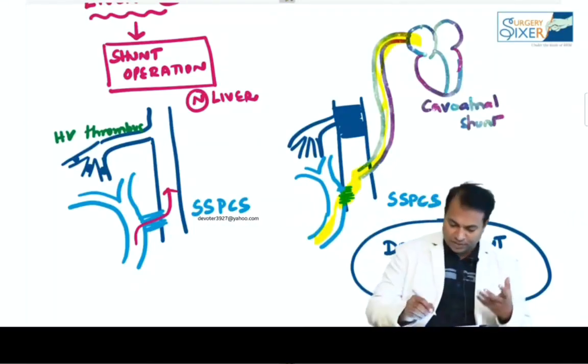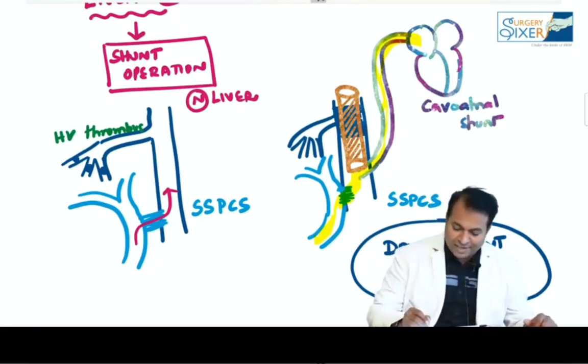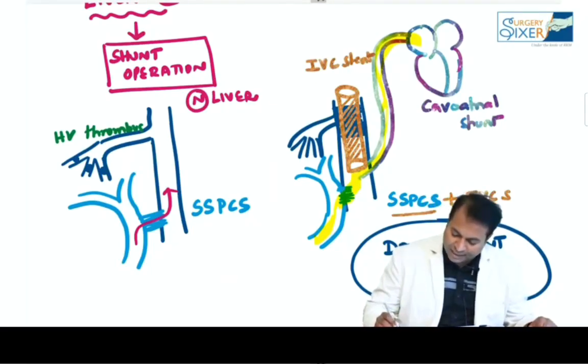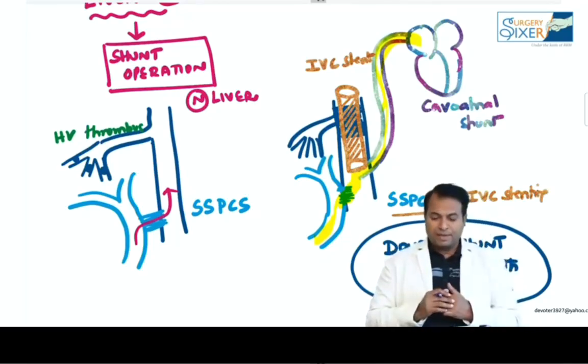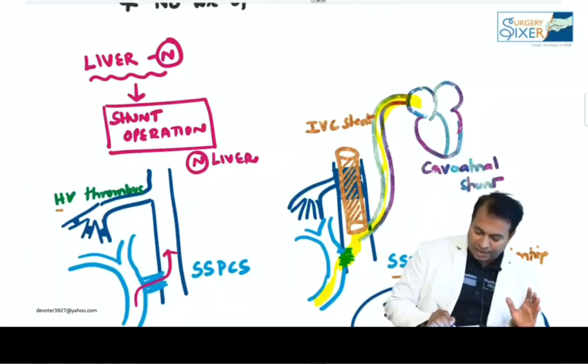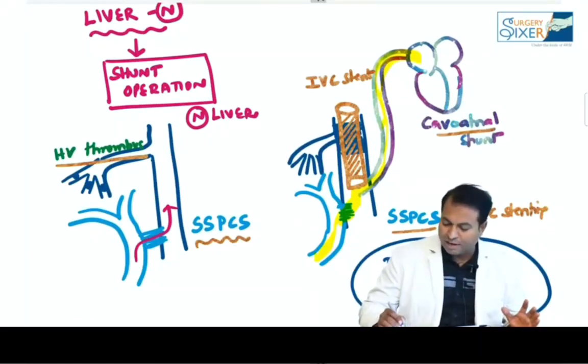Is there any other option? Yes, we can also do one more procedure here. We can cannulate this IVC and put a stent like this if possible. If you can put an IVC stent, side-to-side portocaval shunt plus IVC stenting can also be done. But it is mostly impossible. These are all things to be done if the liver is normal. If liver is normal, only for hepatic vein thrombus, I will do side-to-side portocaval shunt. And for IVC obstruction, I will do side-to-side portocaval plus cavo-atrial double shunt.